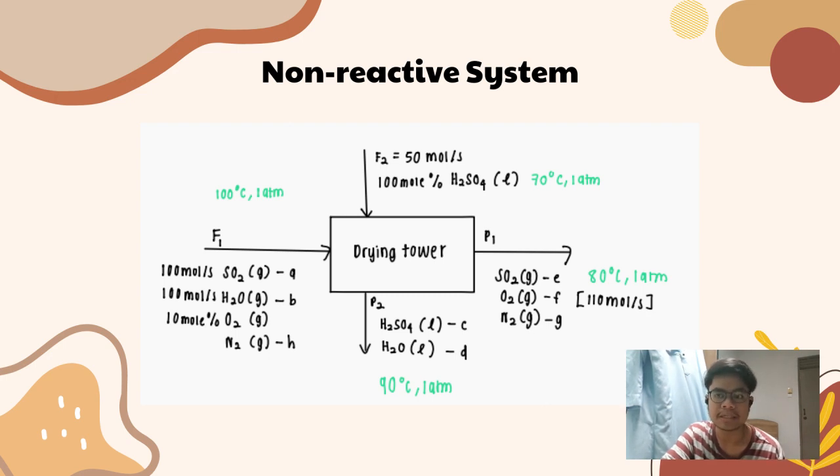I'll be explaining about mass balance and energy balance in reactive and non-reactive systems in PCE. For the non-reactive system, the unit used is the drying unit. It is used to dissociate water from SO2 and other gases. Another stream with concentrated H2SO4 will enter into the unit.